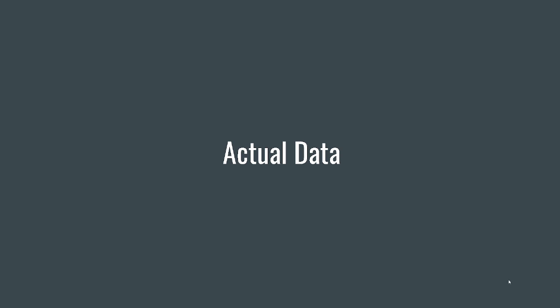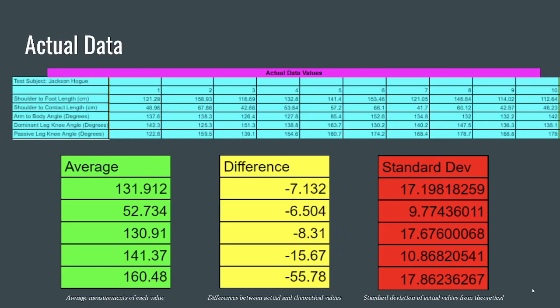These are the results of our data collection. We recorded 10 trials and put them in Canovia, and these are our data values for all the lengths and angles that we were supposed to record. In green is our average, the average measurements of each value. Our difference is in yellow, and that's the difference between actual and theoretical values. And our standard deviation shows how consistent our data values were.